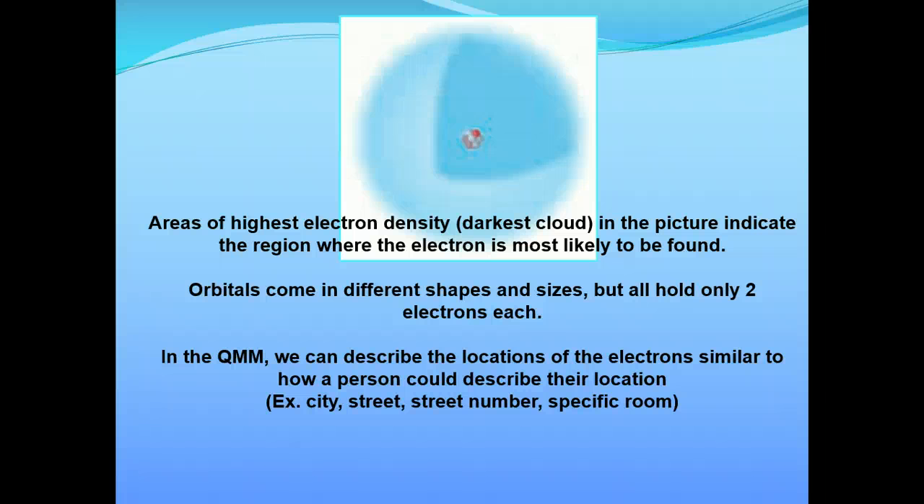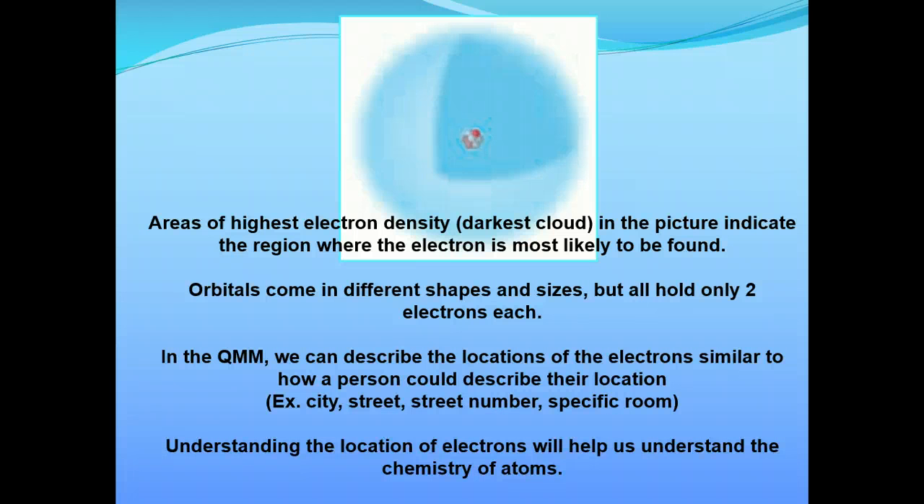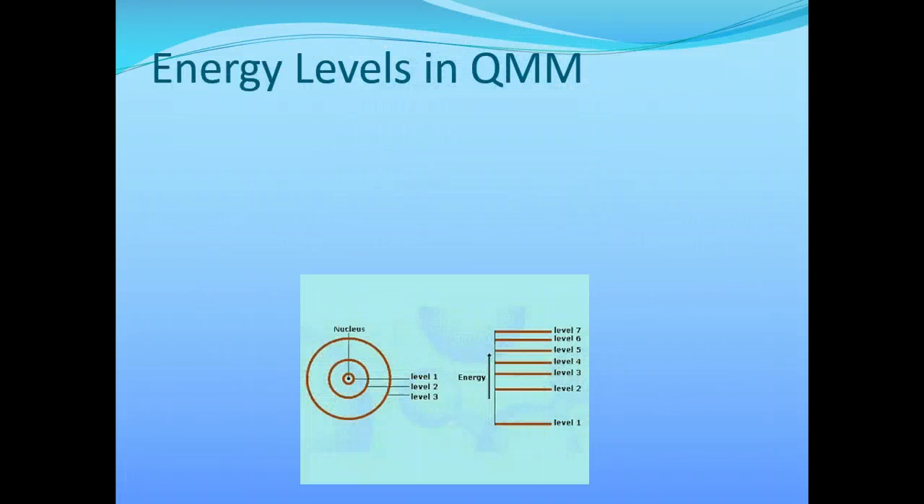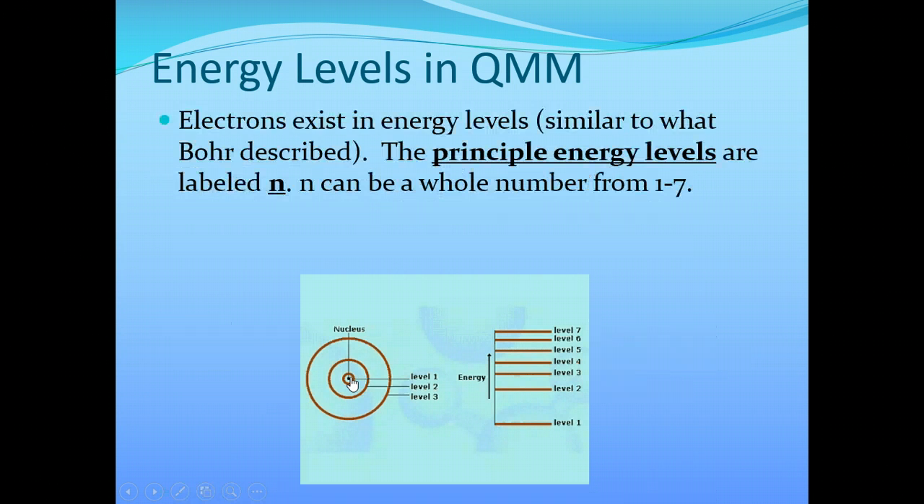That's what the electron configuration can help us to identify, or that's what we're trying to describe with it. Okay, so we've got energy levels in the quantum mechanical model. These are called the principal energy levels, level 1, 2, 3, 4, 5, 6, 7. Closer to the nucleus, as you can see, the lower the energy level number is. And so these are called the principal energy levels, and they're labeled n.